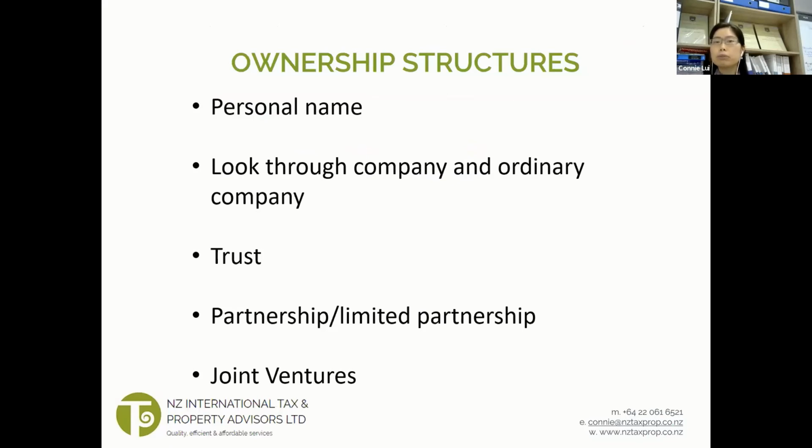Some of the reasons why an ordinary company is quite common is because of the limited liability protection for shareholders, and the ability to liquidate companies to minimize the risk of future creditors' claims, and also the lower tax rate at 28% compared to the highest personal tax rate currently at 39%, and the trust rate at 33%.